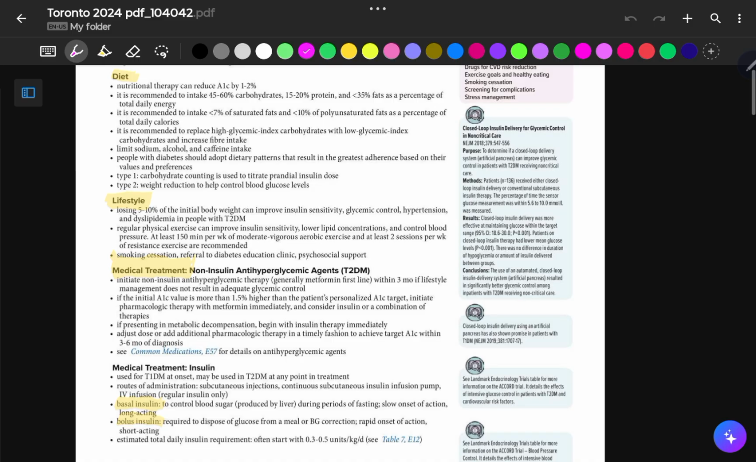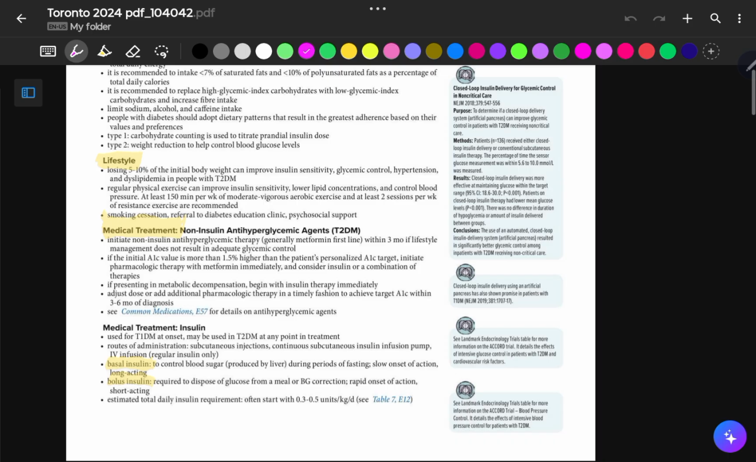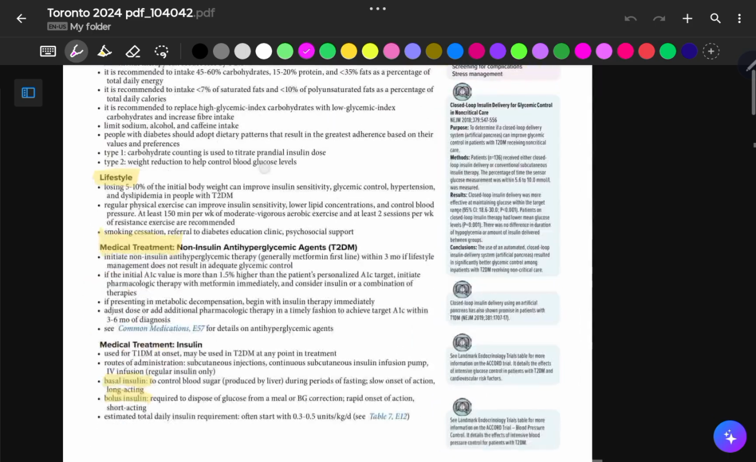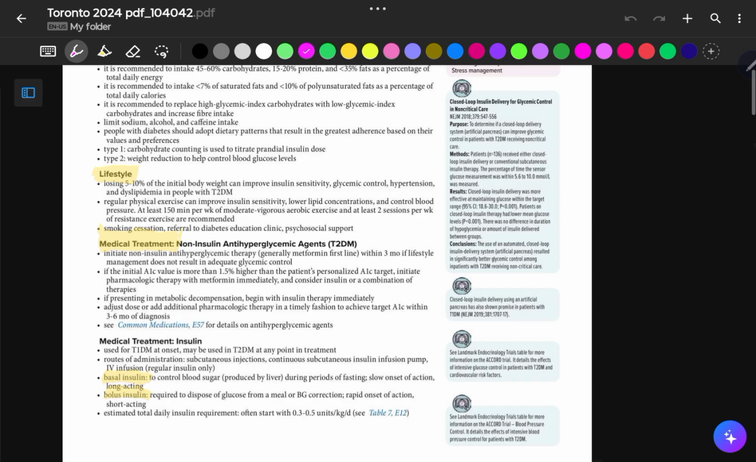Okay. So smoking cessation is another one. And then you want to refer a patient to a diabetic educational clinic, and they also need to have psychosocial support. Because remember, diabetes is a chronic disease, right? It's a lifetime thing. So after you've talked about diet and lifestyle, that's when you can talk about medical treatment.